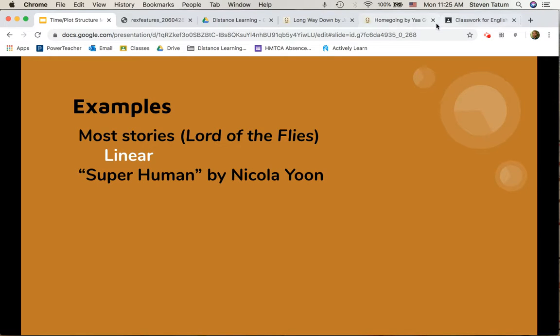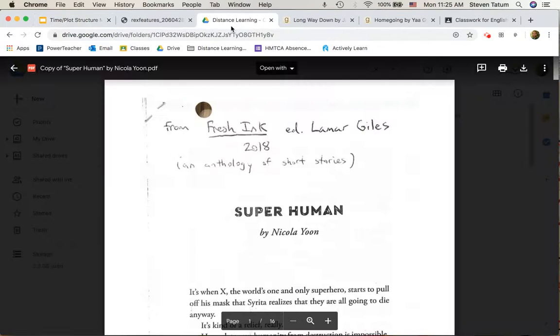Superhuman is a cool story. I recommended that some of you read this for independent reading. If you haven't read it yet, I recommend you check it out. It follows a circular structure. Do I have it pulled up here? Yeah, here it is.